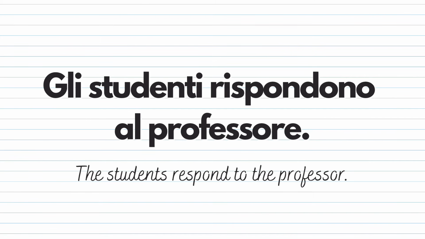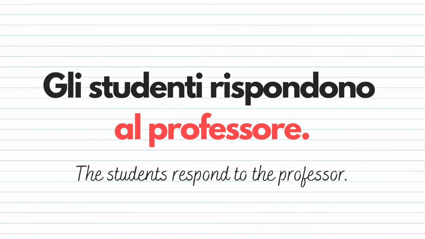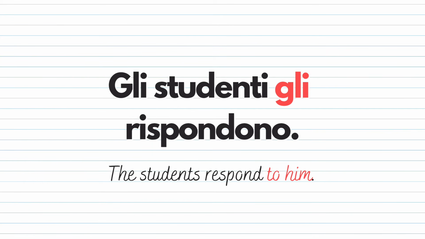Here we're trying to replace al professore, to the professor. So here again we have rispondere. Rispondere is a verb of oral and written communication, right? And also we have the preposition a, al professore. So we're going to replace al professore with an indirect object pronoun. And again it's going to be gli. Gli studenti gli rispondono. The students respond, reply to him.